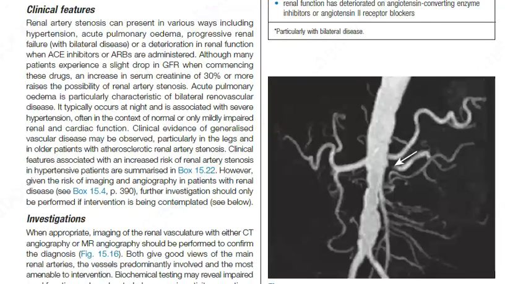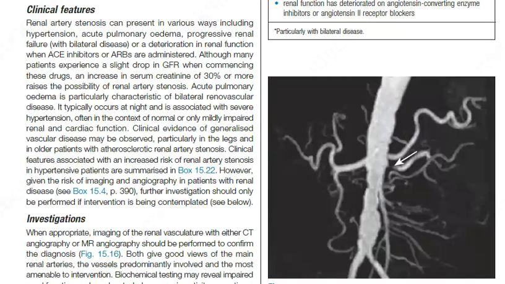Now, the clinical features. Renal artery stenosis can present in various ways, including hypertension, acute pulmonary edema, progressive renal failure with bilateral disease, or a deterioration in renal function when ACE inhibitors or ARBs are administered. Although many patients experience a slight drop in GFR when commencing these drugs, an increase in serum creatinine of 30% or more raises the possibility of renal artery stenosis.